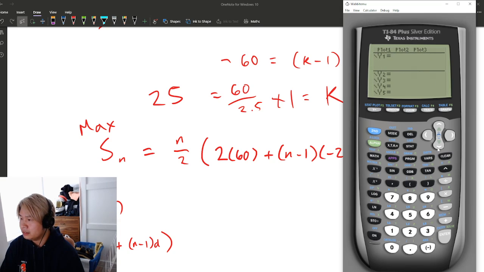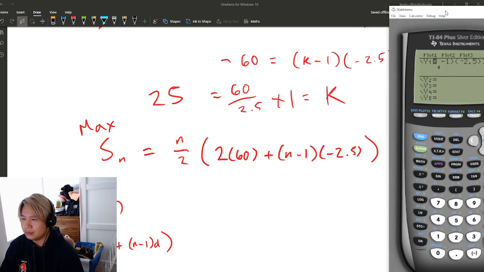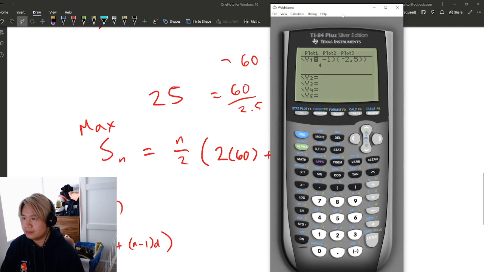So clear out that one. So it's x divided by 2, gonna multiply by, well, 2 times 60 is 120, plus bracket x minus 1, oops, forgot the 1, times negative 2.5, bracket, double bracket. So more or less just typing it as I see it. And then probably should change our window a little bit. X values are the number of terms, so I don't know, let's just do 20 to be safe.